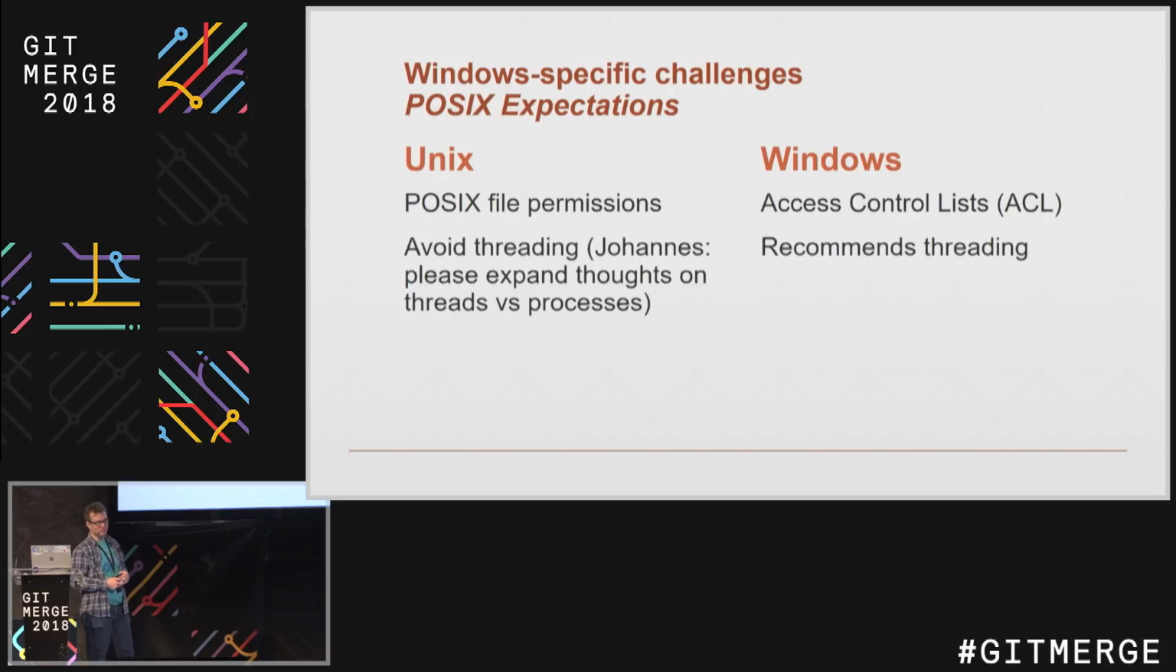Also, there are other problems that I should have probably expanded on. But there are many differences. On Linux, you have this concept where you can mark things as readable, writable, and executable. And you can do that for the user who owns that file, for the group that owns that file, and for everybody else. On Windows, you have a much more complicated thing. You have ACLs, access control lists, where you can specify exactly who can do what with your files.